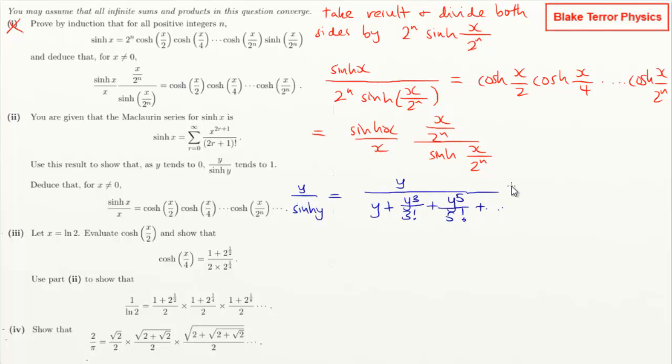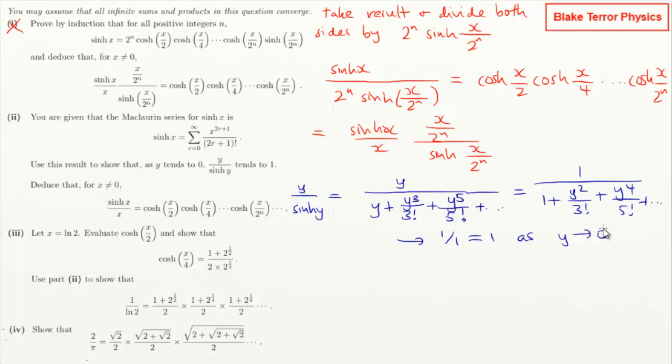Okay, so let's get rid of a whole load of y's out of this. So that is 1 over 1 plus y squared over 3 factorial, plus y to the fourth over 5 factorial plus ... Oh, this has just dropped straight out, isn't it? So that tends to 1 over 1 equals 1 as y tends to 0. Right, so that bit was fine. Now we've got to deduce that for x not equal to 0, we've got that thing holding.